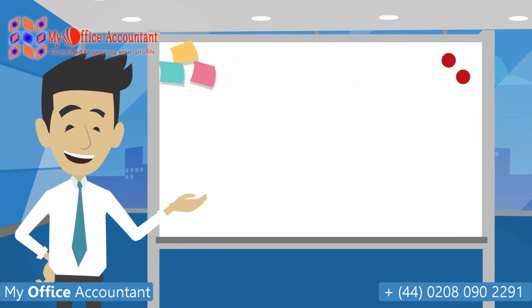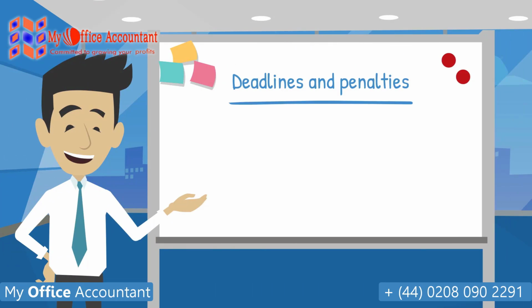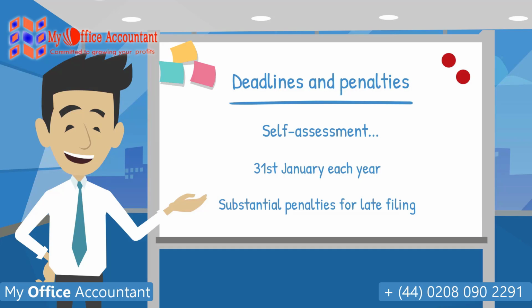There are a number of deadlines that businesses must abide by in order to avoid penalties. The self-assessment must be submitted before the 31st of January each year. A £100 penalty for late submission is charged, with this increasing to daily penalties of £10 per day for a maximum of 90 days for submissions more than 1 month late. After 3, 6 and 12 months late, 5% of the tax due is added at each stage as a penalty.